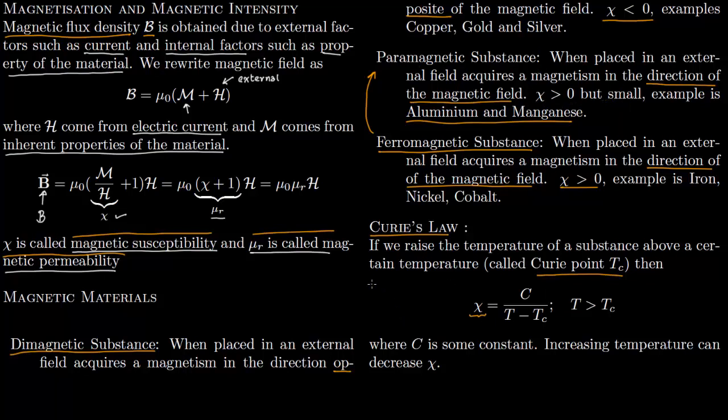In terms of a graph, it looks like this. You have chi on the y-axis and increasing temperature on the x-axis. Once you're above this Curie point, chi starts decreasing like this as you increase the temperature. So you can say chi is inversely proportional to the temperature, and this temperature has to be greater than the Curie point.